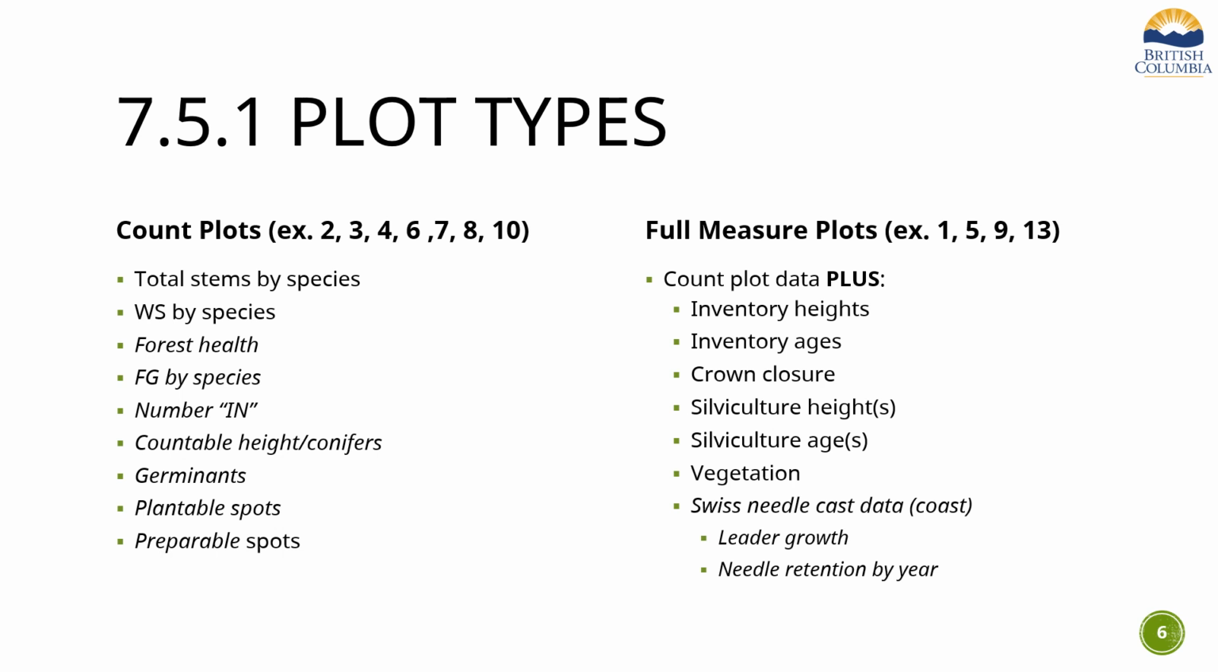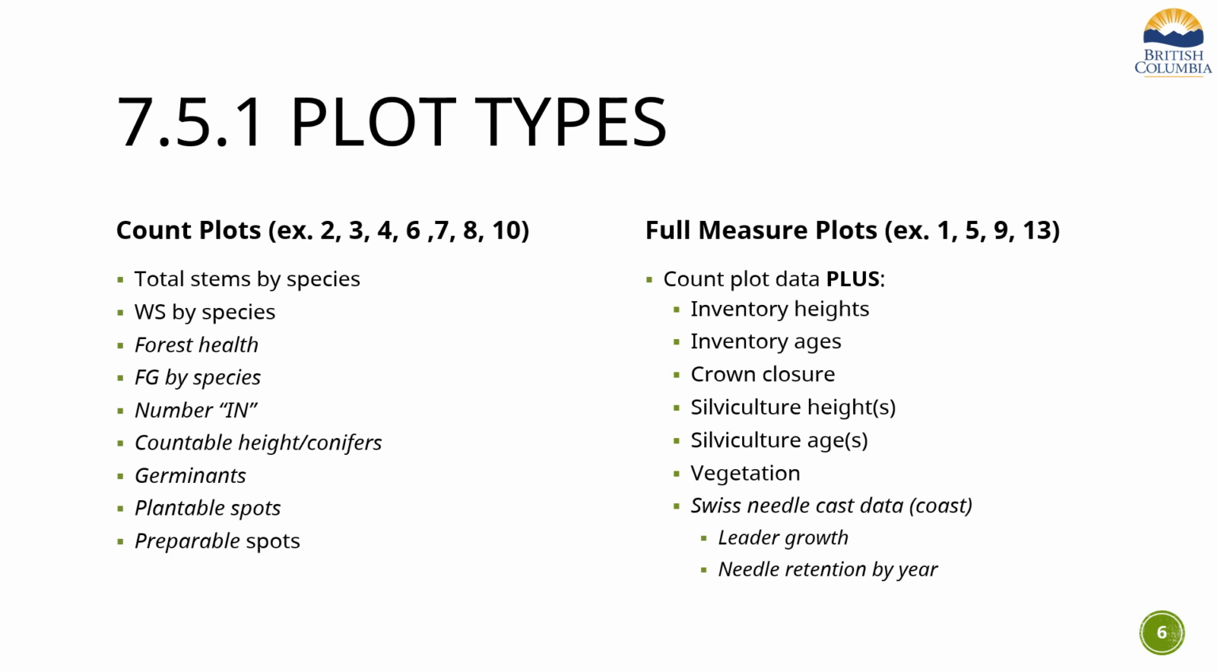The other data elements, all italicized, need to be collected if applicable. So it will depend on your stand conditions and your survey objective. These data elements include free-to-grow tallies by species, forest health, number in, countable heights and conifers, germinants, and plantable and preparable spots.